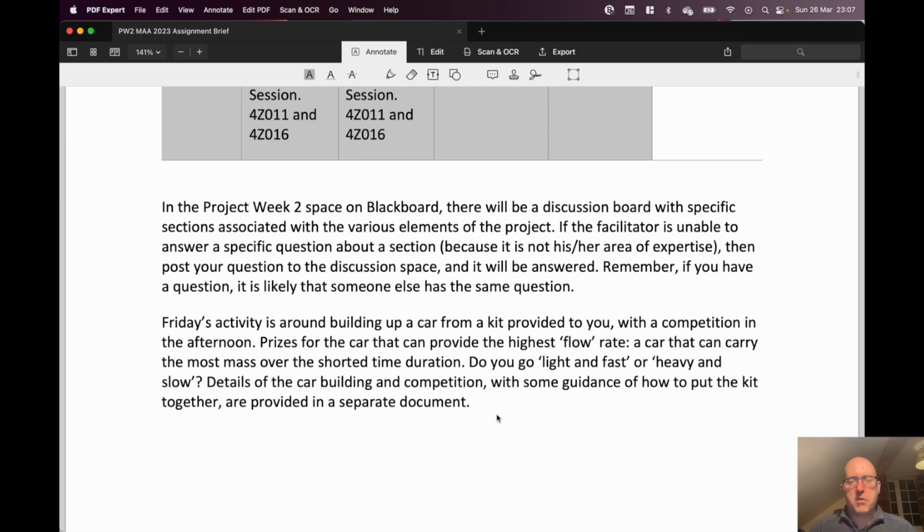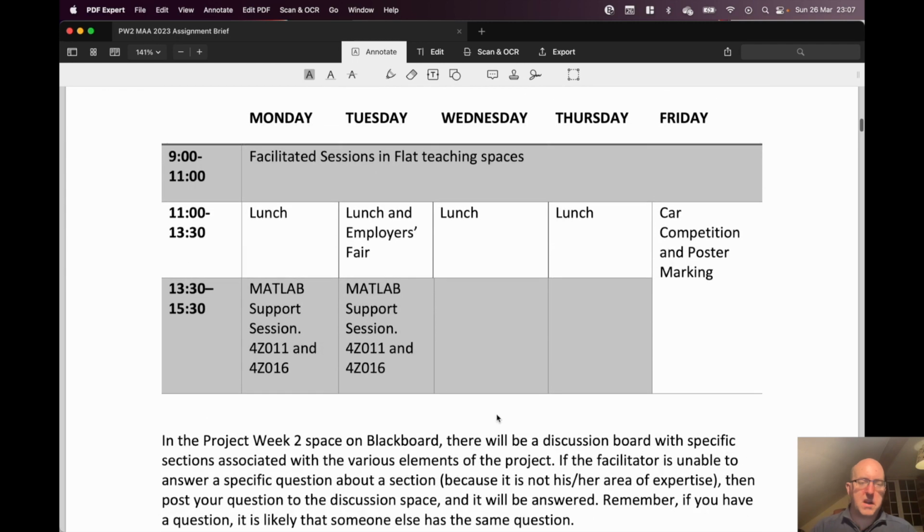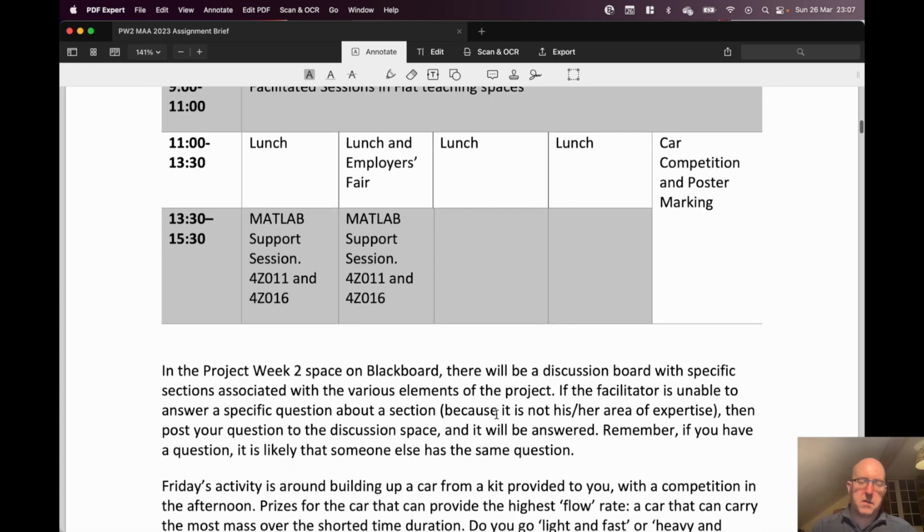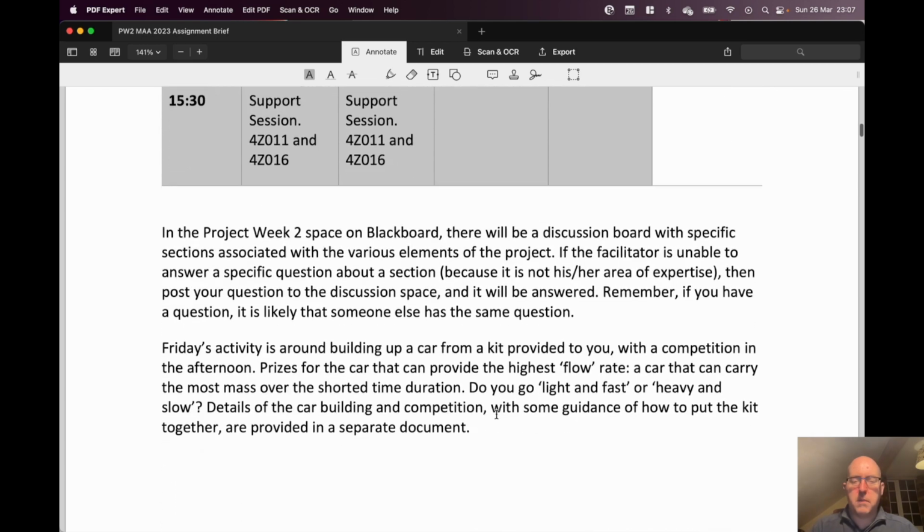Okay, so if you're in a facilitated session and the facilitator might not be familiar with the specific activity, say you're in a session with a tutor that's focused on structures or materials, and you've got a question about MATLAB, then the facilitator may not have a solution for you straight away. The best place to put that would be up on the discussion board, where somebody who can answer the question will answer it during the week.